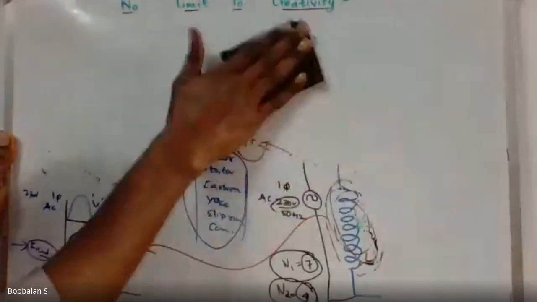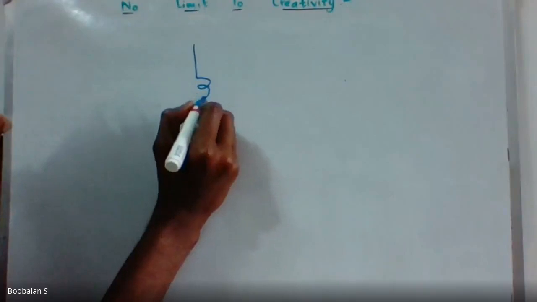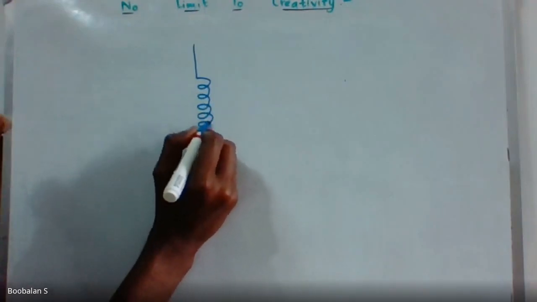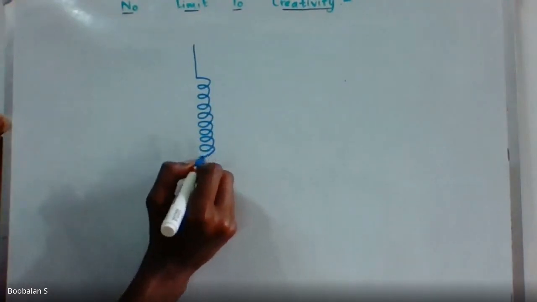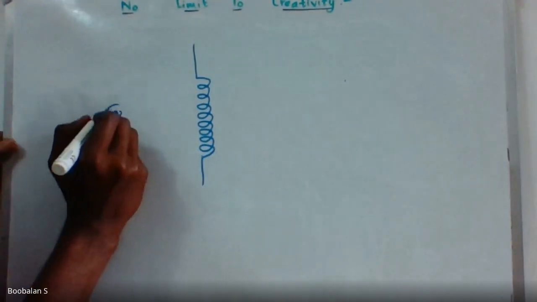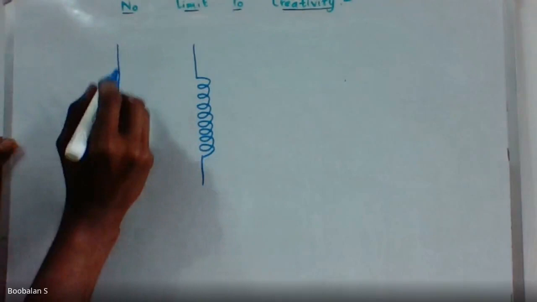So why it's called auto transformer in the sense it's going to use only one winding. The same winding now acts as a primary as well as secondary. That's the answer, right? So I'm just going to draw neatly. 3, 4, 5, 6, 7, 8. So for example, I'm just taking 8 turns, single phase power supply.